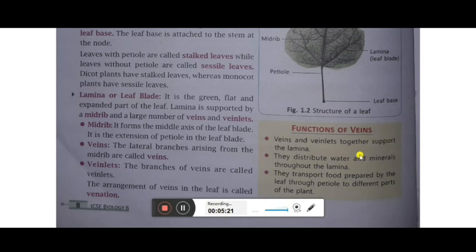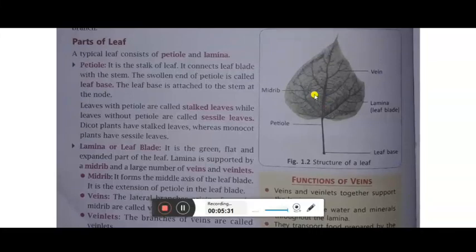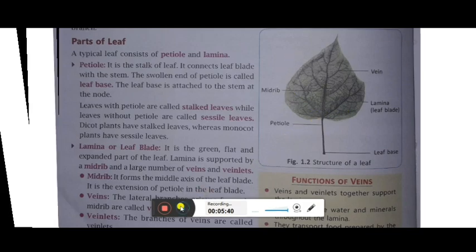Veins and veinlets together support the lamina. They distribute water and minerals throughout the lamina, that means overall this portion. And whatever food is prepared by this leaf will be distributed through these veins and veinlets in the whole leaf, okay.